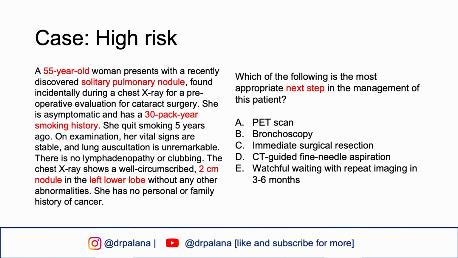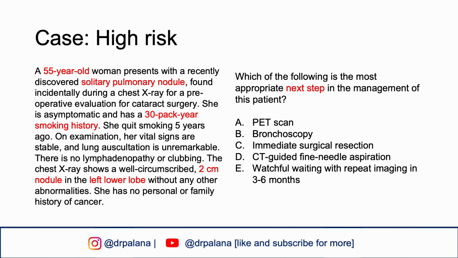In the evaluation of a solitary pulmonary nodule, the management, again, depends on the risk assessment for malignancy based on the clinical and radiographic characteristics. In this case, the patient's age, over 50, significant smoking history, and the size of the nodule, 2 centimeters, increase the likelihood of malignancy. Factors such as older age, smoking history, and nodule characteristics, such as size, borders, and calcification patterns, should be considered. In this patient, the risk of malignancy is high due to her age and smoking history.